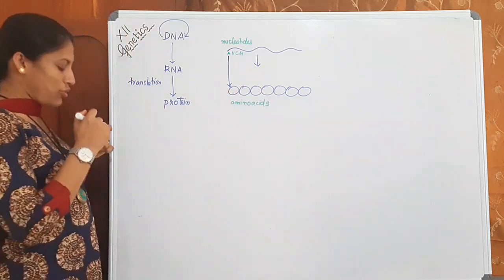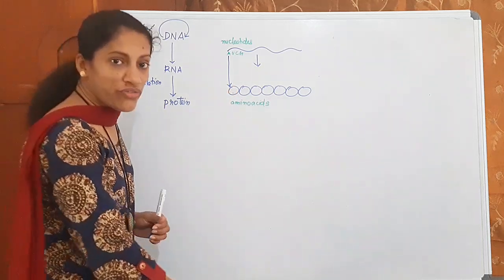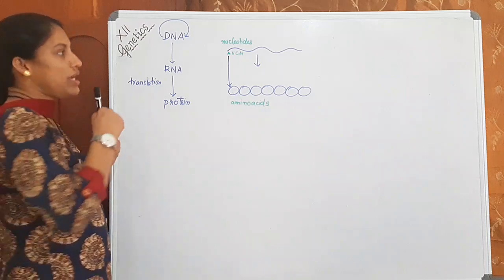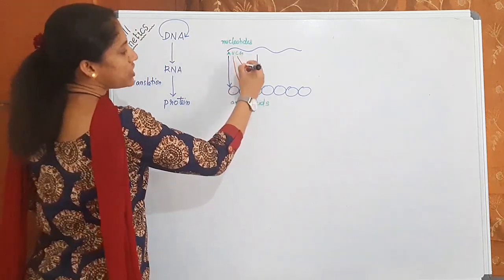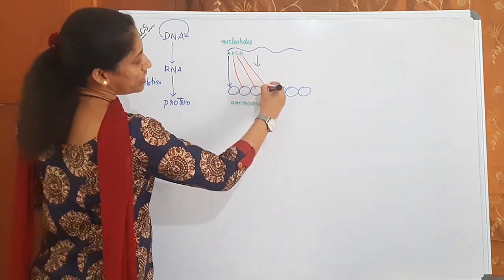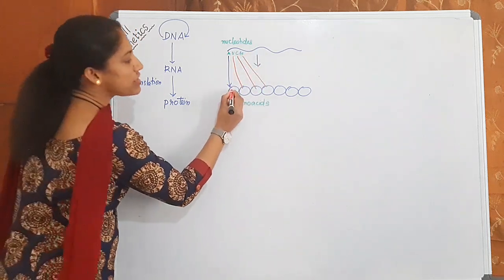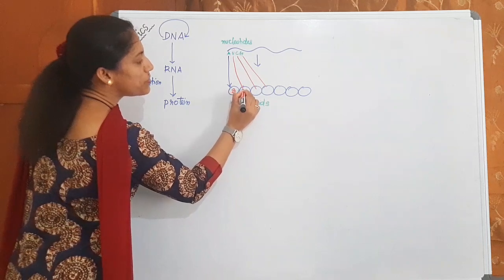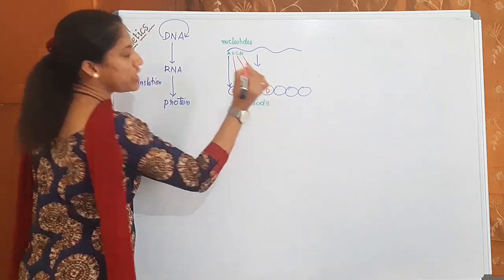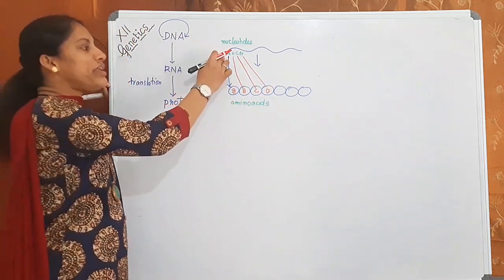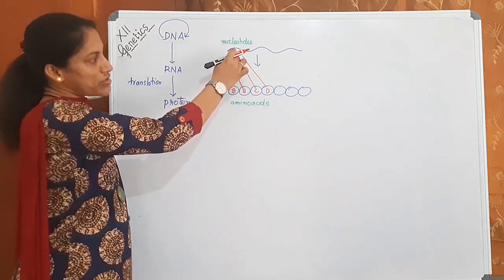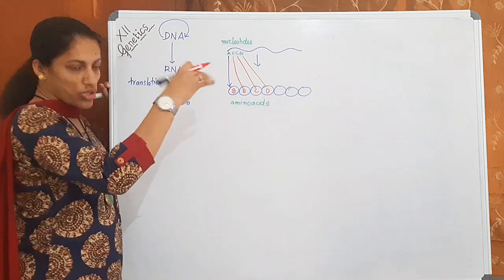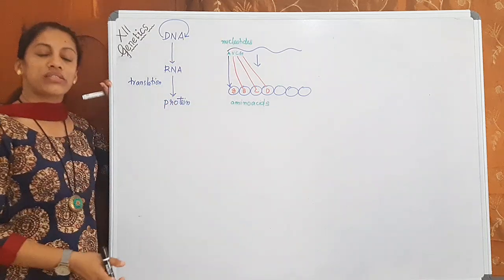Suppose adenine nucleotide is coding for one amino acid, and uracil is coding for the next amino acid, then cytosine for the next, and guanine for the next. This is amino acid A, this is B, this is C, this is D.